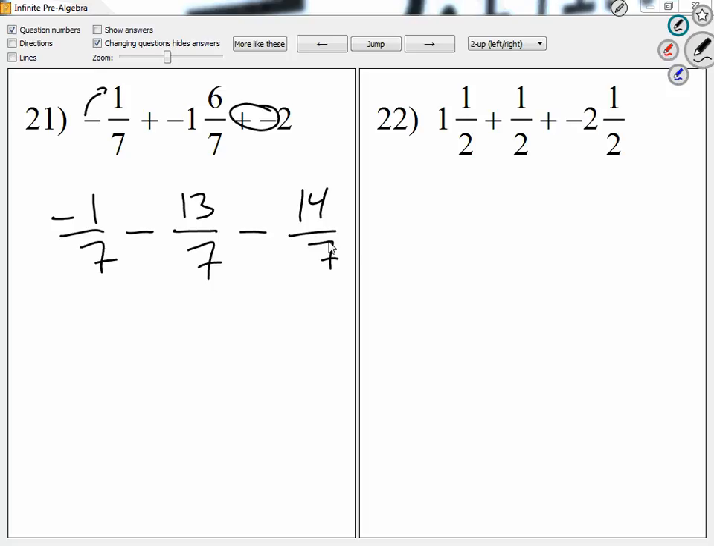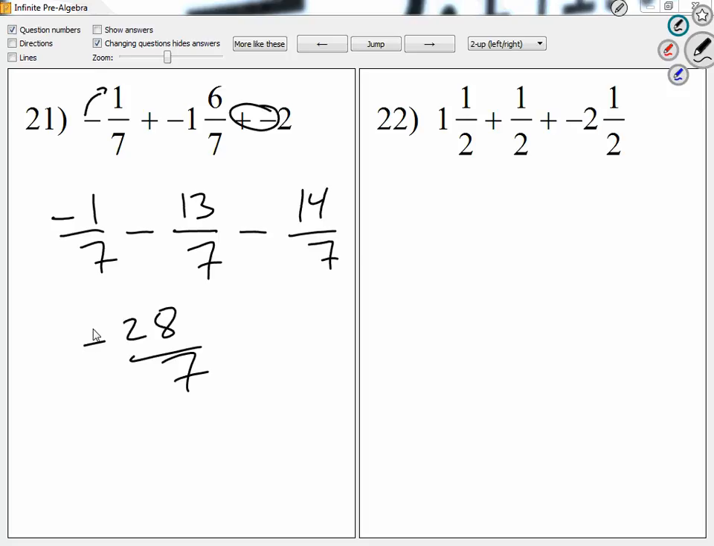14 over 7 is 2, right? So I just wrote my 2 as a fraction, just so we deal with fractions only. And I know I have to copy the 7 at the bottom. Looking at the first two numbers, how much is negative 1 minus 13? Negative 14. Negative 14 minus 14? Negative 28.